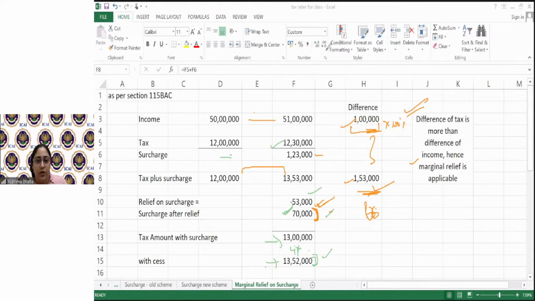Okay, now let's do another question. Marginal relief on surcharges, 100% tax will be applicable. In short, in a marginal relief on surcharge case, 100% tax will be applicable on the income difference amount. Yes, you're right.